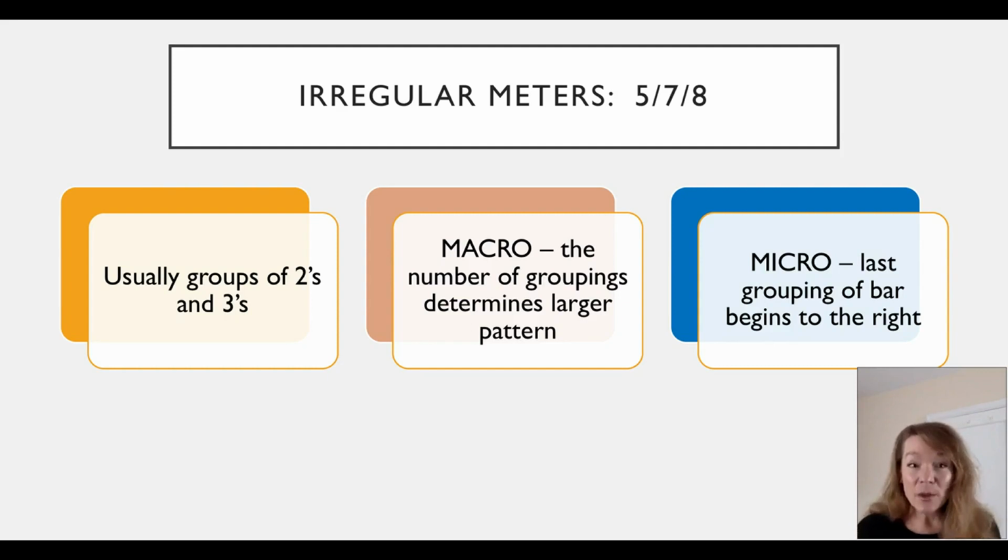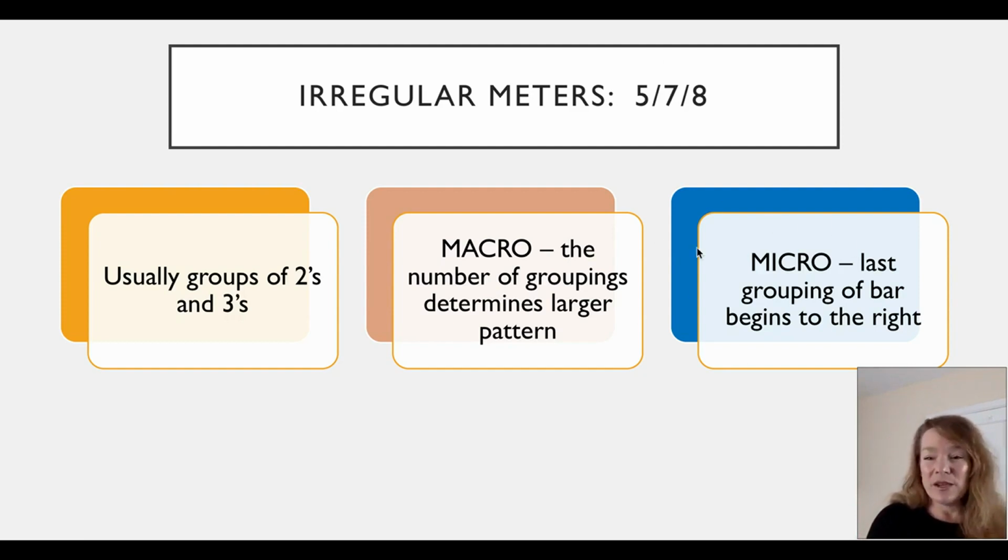Okay, so now let's talk about irregular meters. And I described them earlier as anything that's odd. A combination of 2s and 3s in the bar. Okay, so when you think of 5, you can break down 5 into a group of 2 and 3, or 3 and 2. The macrometer is the number of groupings of the rhythmic unit within the larger pattern, which makes the larger pattern. So a group of 2 plus 3 would be a macrometer of 2 with the longer beat on 2.